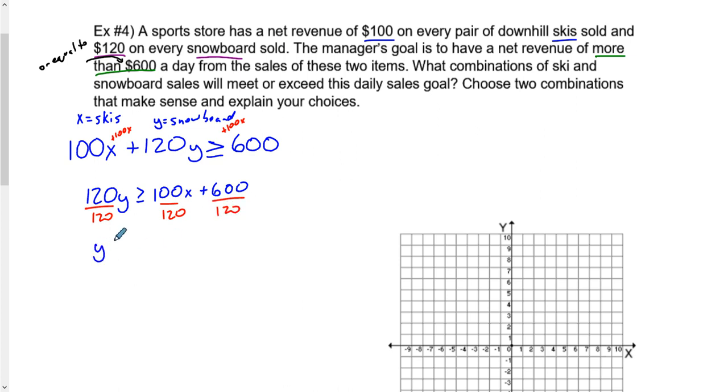So y would be, because I divided by a positive, I do not have to change the sign. 100 over 120. Well, I know that 20 goes into both of them. 20 goes into 100 5 times, 20 goes into 120 6 times. So instead of writing 100 over 120, let's put it into something that's a lot nicer to graph. 5/6 x plus 600 divided by 120 is 5.